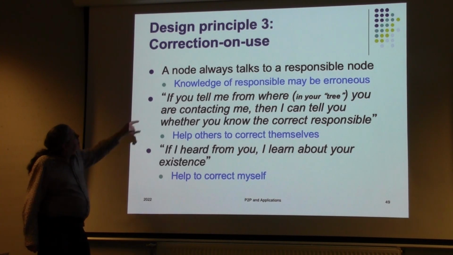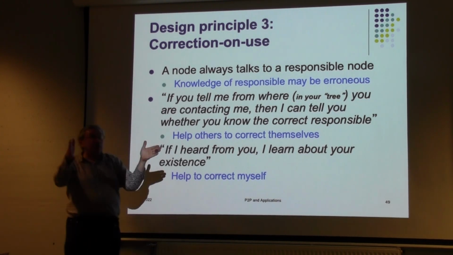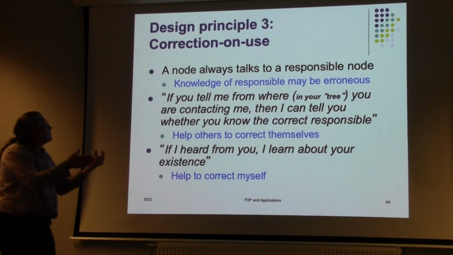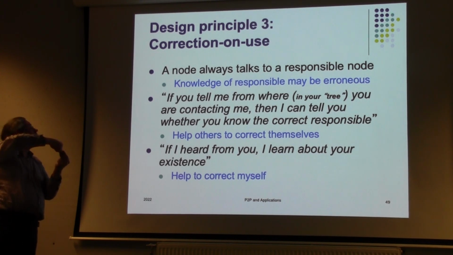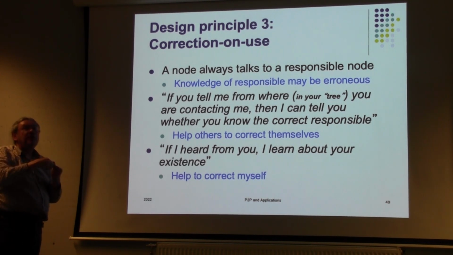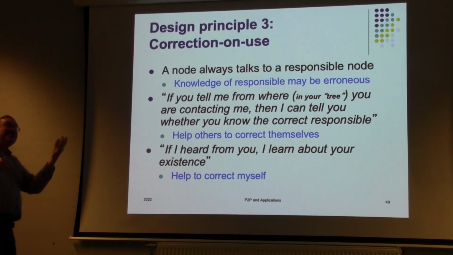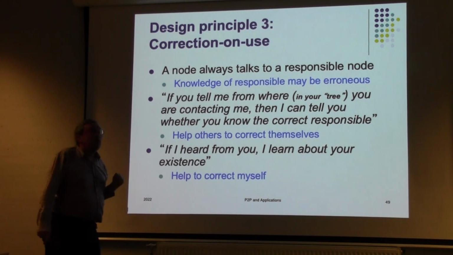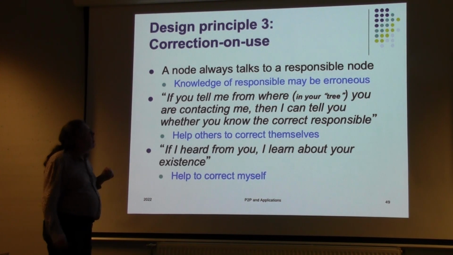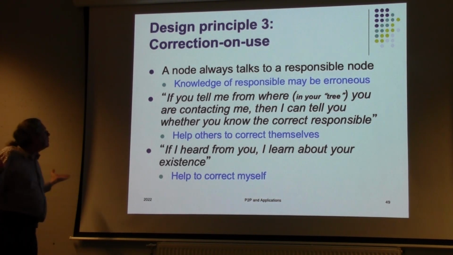Okay? So remember, each interval has a single node, which is the responsible node. And this is the one that all the routing from the higher level has to go to. Okay? But what if this node fails? Then there's another one that's responsible. So the knowledge of the responsible node may be erroneous. Okay? So how can we find it out?